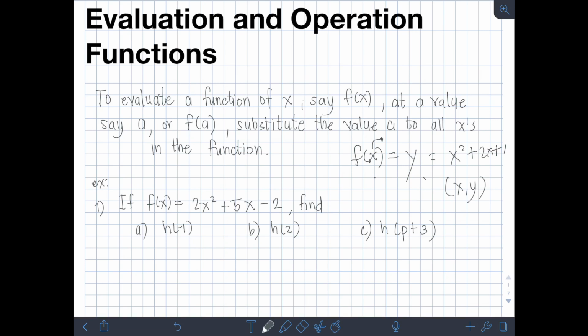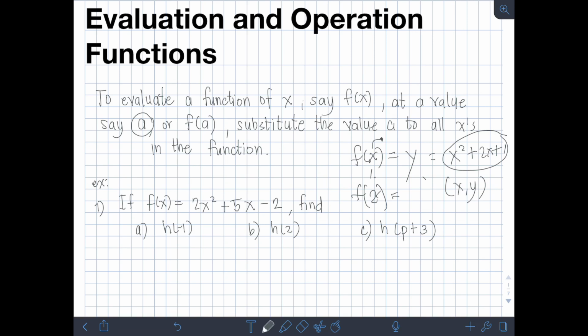So ibig sabihin, yung x nyo dito sa f of x, papalitan nyo ng value. Sabi dito, let's say yung value daw ng x ay a. Pag ganon, ilalagay nyo sa loob ng parenthesis yung value na, let's say, magbigay tayo ng number aside from variable a. Let's say, pangalanan natin yung a ng 2. So, f of 2. Ibig sabihin nun, lahat ng x nyo doon sa function representation nyo in terms of x, ay papalitan nyo ng value ng number nung nasa loob ng parenthesis, which is 2.